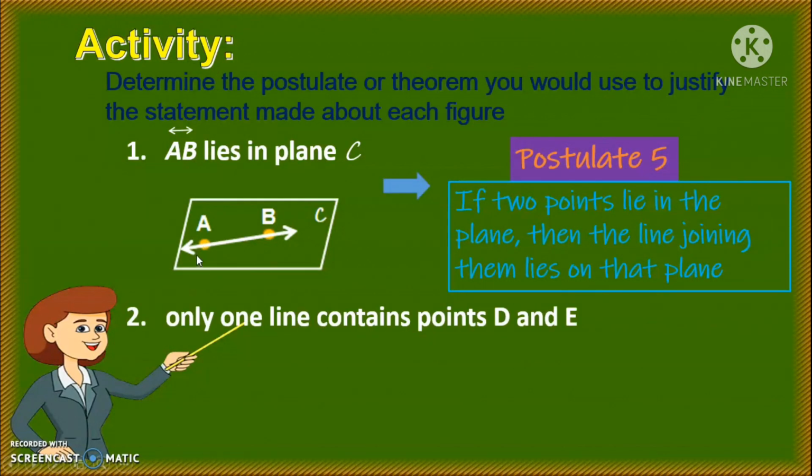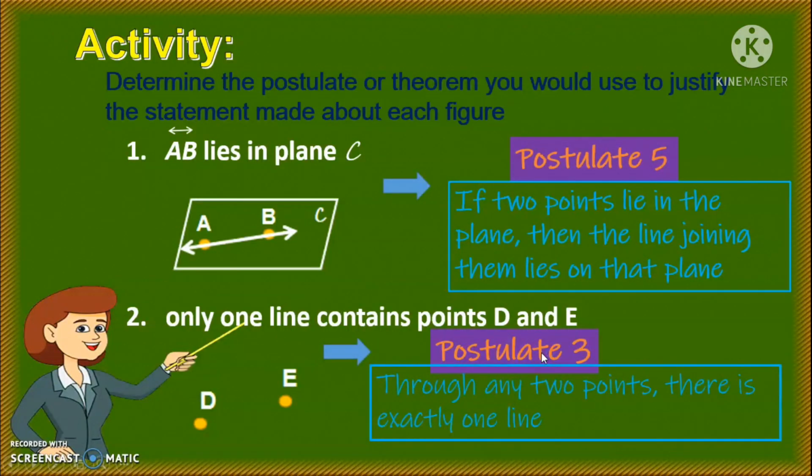Number 2. Only one line contains points D and E. Ito yung illustration natin. Syempre, isa lang ang linya na pwedeng mag-connect sa kanila kasi dalawang points lang. So, anong postulate ito? Postulate 3. It says, through any 2 points, there is exactly one line.